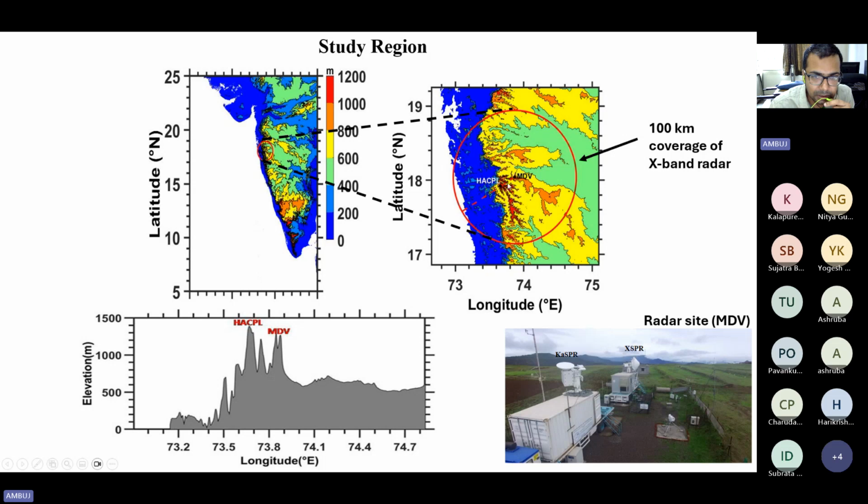And this dashed line passing through HACPL is actually the line of RHI scan, which is the range height indicator scan of the radar. And the elevation profile along this dashed line is shown here, where the locations of HACPL and MDV are marked. The picture of the radar site is shown, where both radars, X-band and K-band, along with other instruments, are also shown.